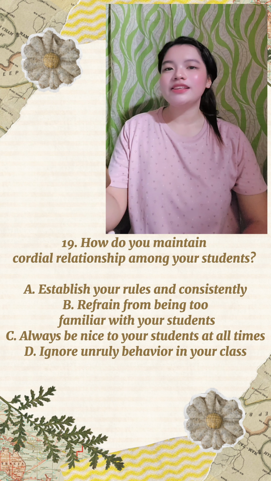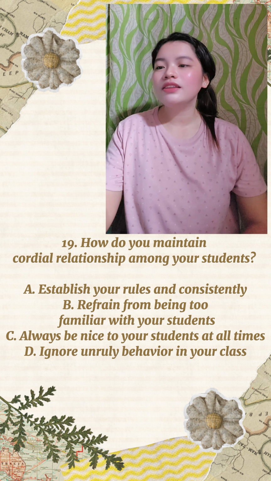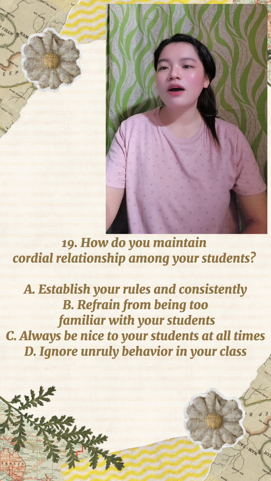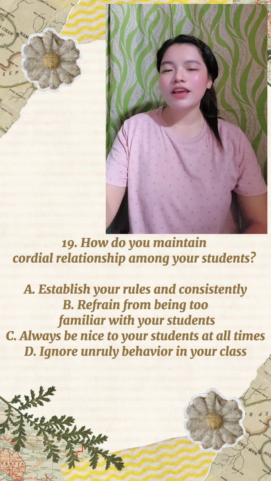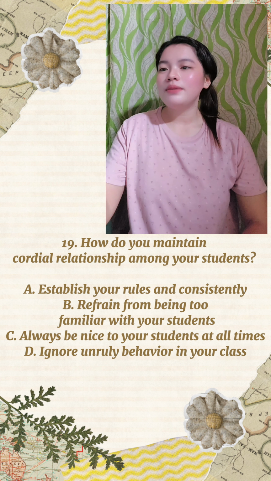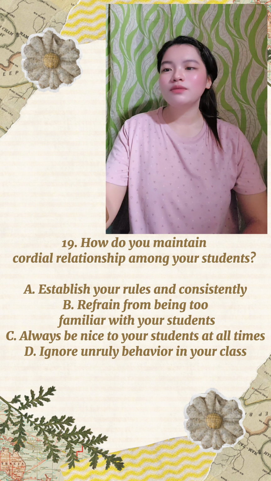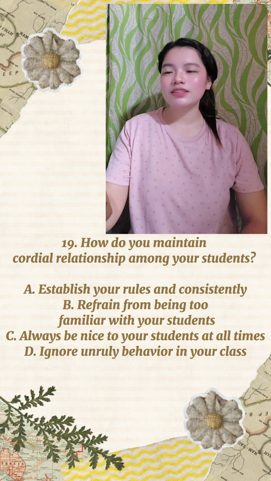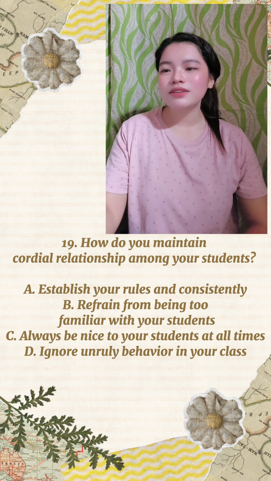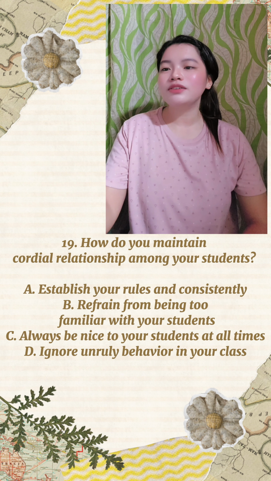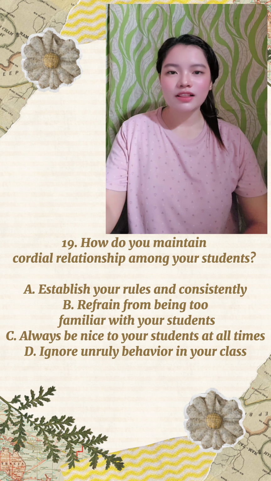Question number 19. How do you maintain cordial relationship among your students? A. Establish your rules and follow them consistently. B. Refrain from being too familiar with your students. C. Always be nice to your students at all times. And D. Ignore unruly behavior in your class.